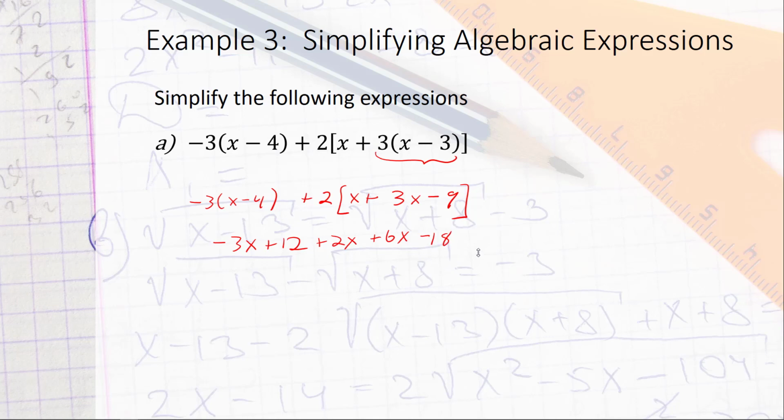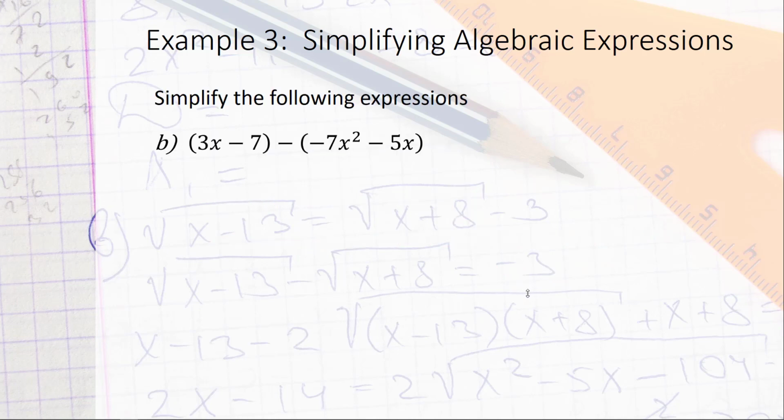And now I can combine like terms, or I can group like terms. We will have negative 3x plus 2x plus 6x, plus 12 for the constants, and then minus 18 for the constants. Now, negative 3 plus 2 is negative 1, plus 6 is 5, so we will have 5x. And then 12 minus 18 is negative 6. We should have 5x minus 6.